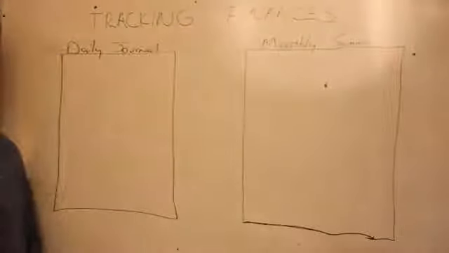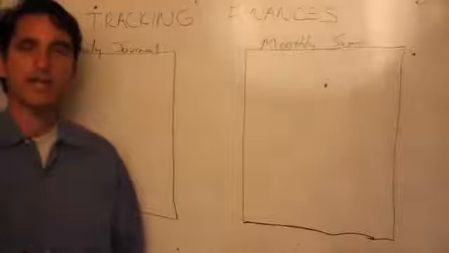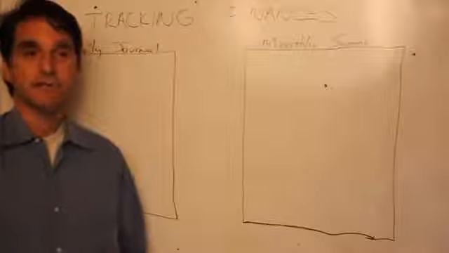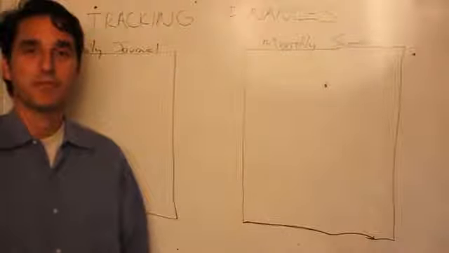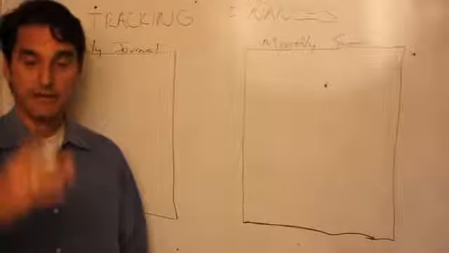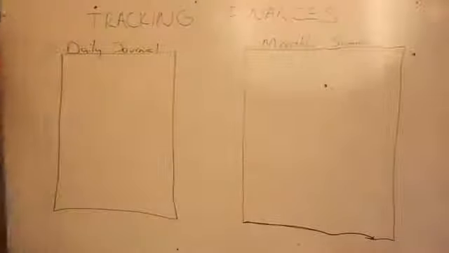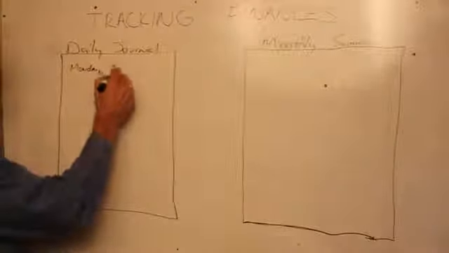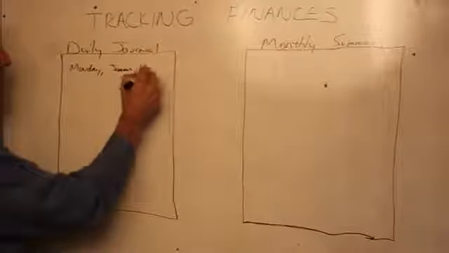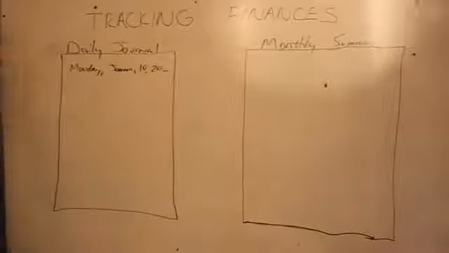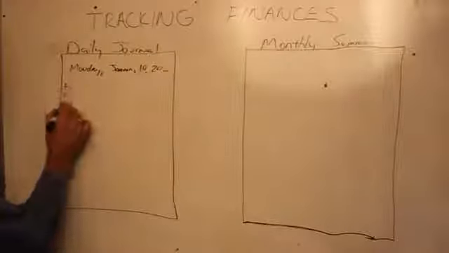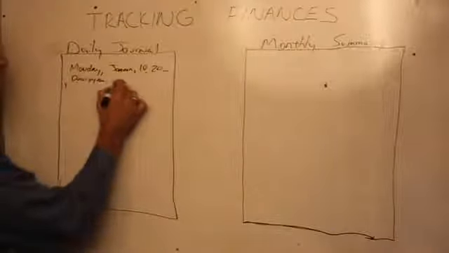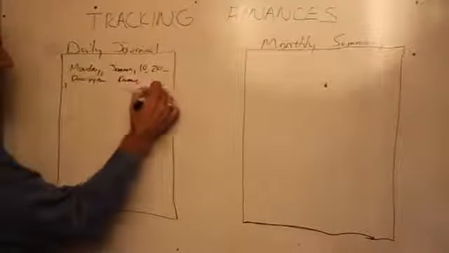In your daily journal, you simply write down every financial transaction that happens. Some businesses are small, and you may have no transactions to record on some days. Other businesses may have hundreds. It just depends on the nature of your business. But basically, if this is Monday, January 10th, you just track each one, put a description, and say whether it is revenue, or income, or an expense.